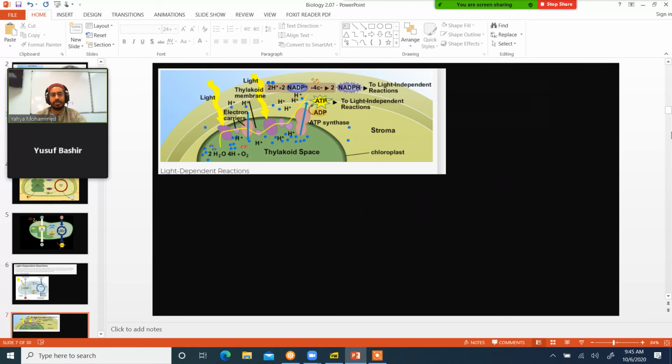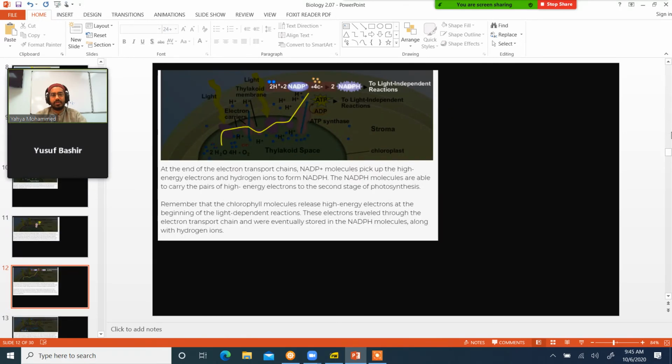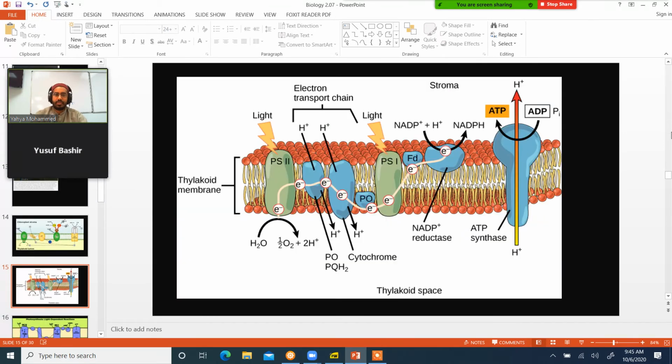If you look at the picture, it says here thylakoid space, and this is stroma. So the stroma is within the chloroplast, and the thylakoid membrane is within it. Outside of the stroma, there's another membrane that surrounds the whole chloroplast. You understand what I'm saying?